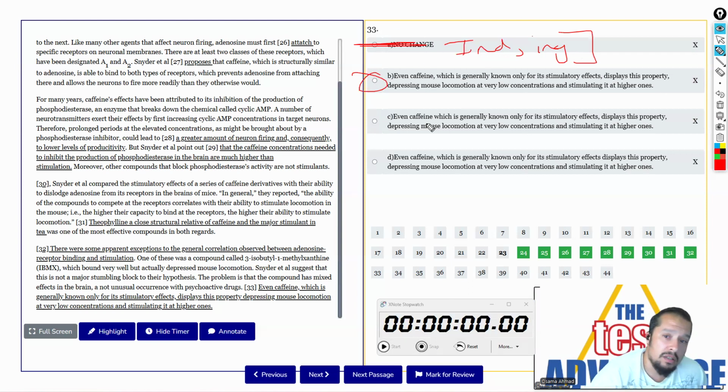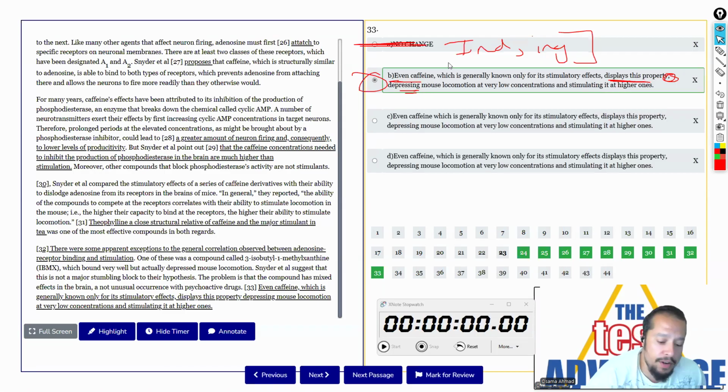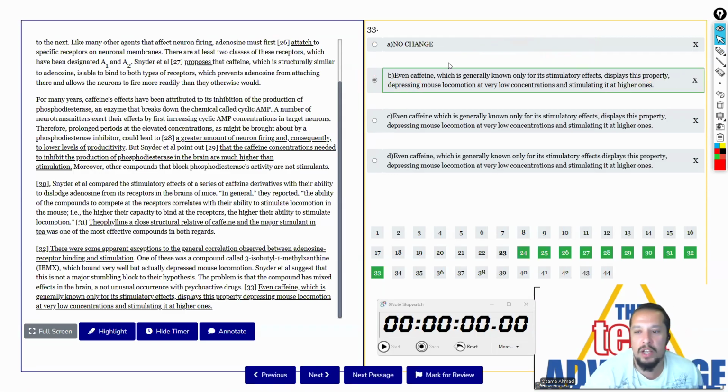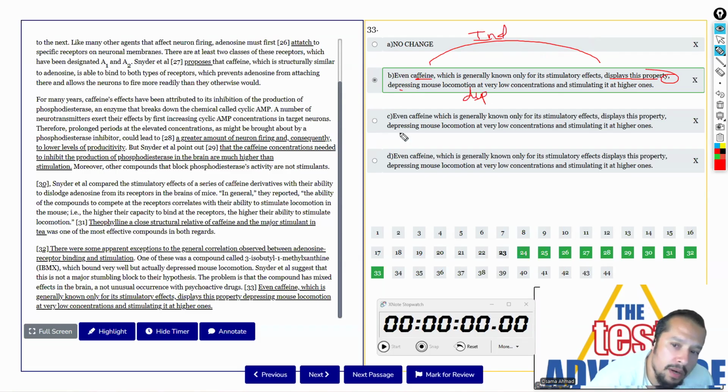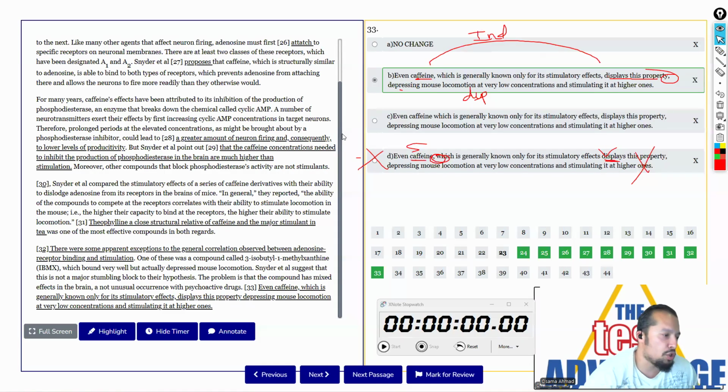So answer B: independent idea, comma, ing phrase. That's a very typical structure in the English language. You will see this structure a lot in any writing. Even caffeine displays this property, depressing mouse locomotion. I'm separating the independent idea from the dependent idea. Somebody told me answer D, but you're putting a subject, comma, another verb. So that's a fragment. So D isn't an option anyway.